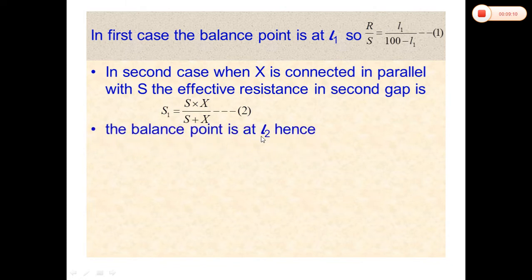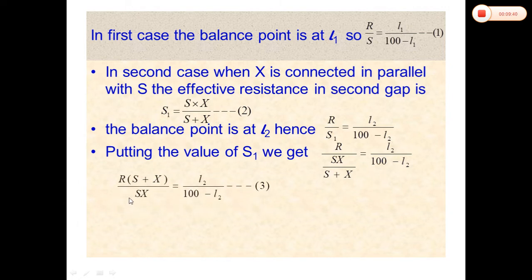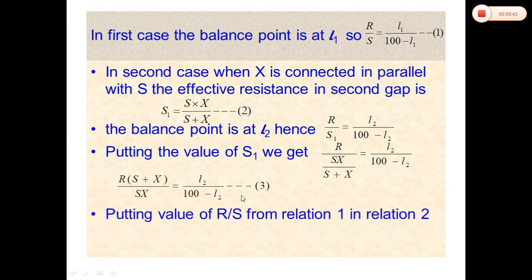In this case, the balancing point is at L2. Hence, R upon S1. Now in place of S, we write S1, and the balancing length in place of L1 is L2, and 100 minus L2. Now substitute the value of S1 from relation number 2. We got R upon SX divided by S plus X is equal to L2 upon 100 minus L2. On simplifying, we get this relation, and in this relation, we substitute the value of R upon S from equation number 1.